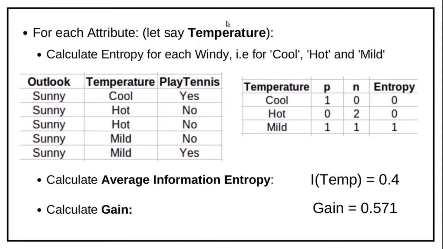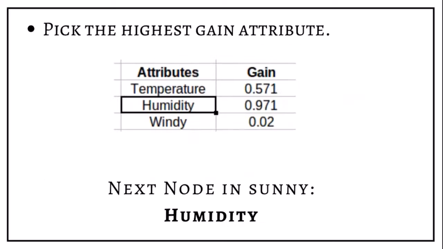Similarly, you will calculate for temperature. Make sure the outlook value is equal to sunny. You have 3 values here, cool, hot, mild. According to that, you form this table, calculate the entropy, then calculate average information entropy, and then calculate gain. It will take a little time, but please make sure you pause the video and calculate all the values and make sure it is correct. And if you have any doubt, write down in the comments.